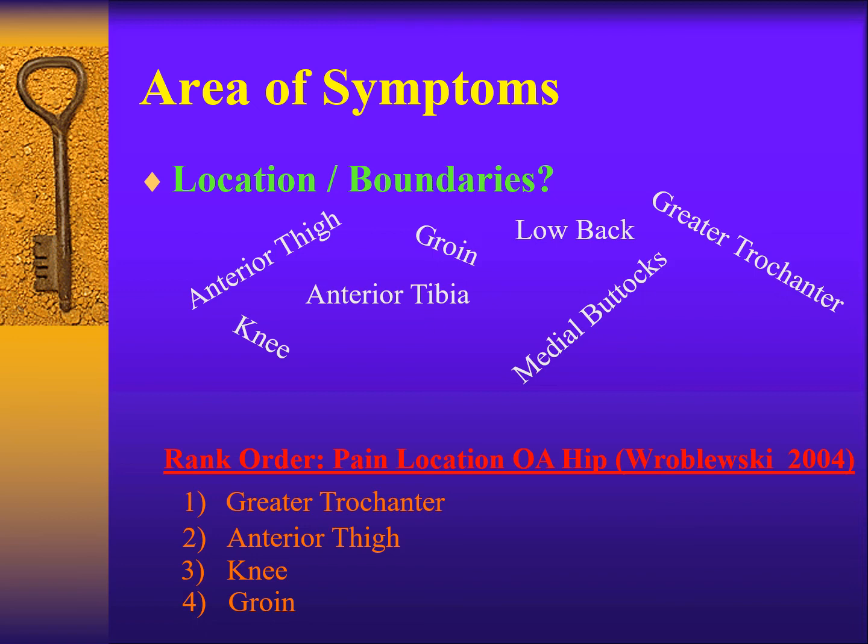With respect to symptom location and patient complaints who have hip osteoarthritis, it's interesting to note that the most common area of symptoms is usually lateral at the greater trochanteric region, followed by the anterior thigh, then followed by the knee, and then lastly into the groin region. And so these areas of symptoms are going to be important as we begin to hypothesize about what the potential cause or pathology might be with respect to the hip.